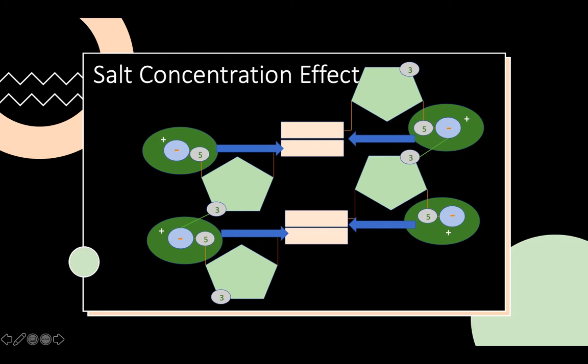So now we're going to be looking at what salt concentration would do to DNA. So a higher salt concentration causes cations to shield the negatively charged phosphate groups. This eliminates the repulsive force between the 2 strands. So where the phosphate groups were pulling away from each other, creating some tension in the DNA, that repulsion is not going to be there anymore.